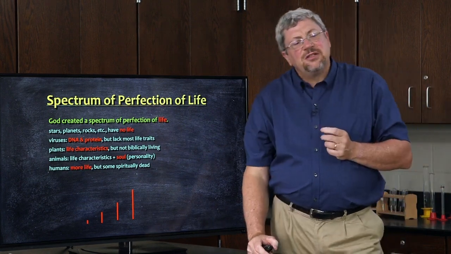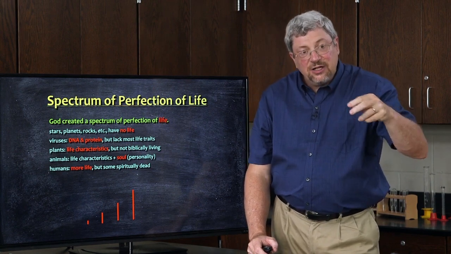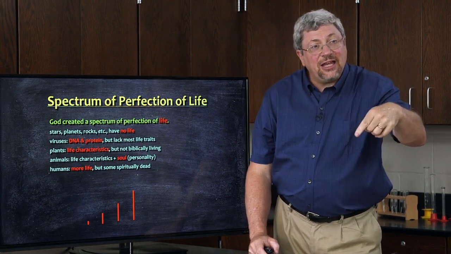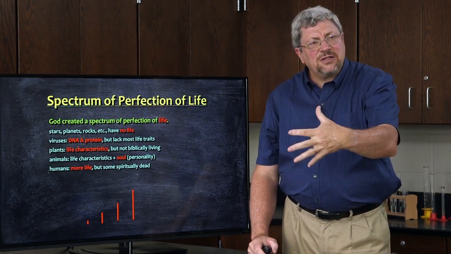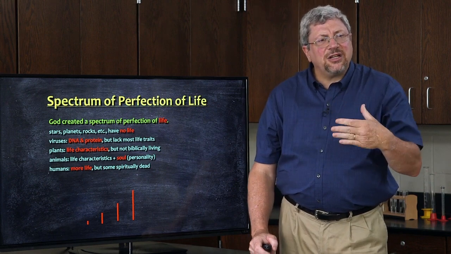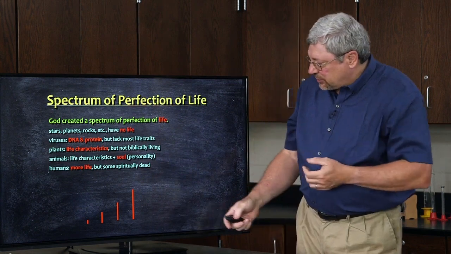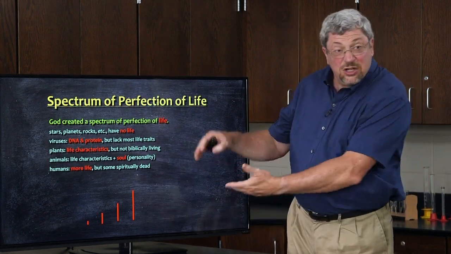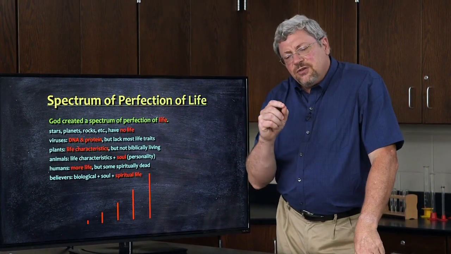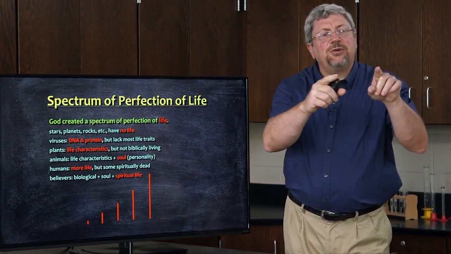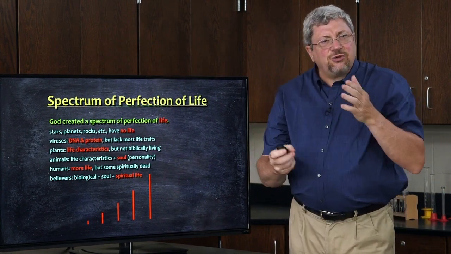And then he's got humans. Humans have biological life, like plants and animals, and they have souls like animals, but humans have something even more than that. They have spirits. They have spirits that can interact with God. So in a sense, they have more life than animals on this spectrum of perfection. So they're represented here by a taller bar. But in addition to humans, you've got a distinction the Bible makes between humans that know God and humans that don't know God. That's interesting.